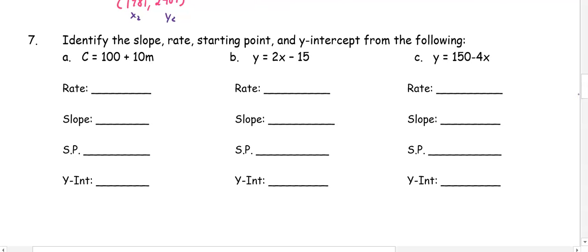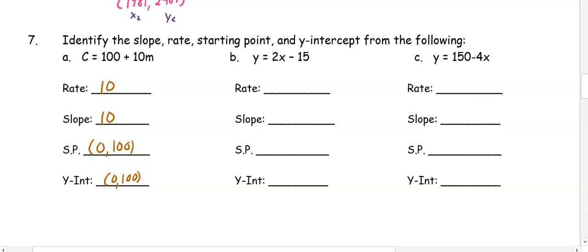In number 7, identify the slope, rate, starting point, and y-intercept of the following. In part A, we have c equals 100 plus 10m. So our rate and our slope are going to be 10 because they're next to the variable. Our starting point and y-intercept is going to be 0, 100 because it's the number by itself.